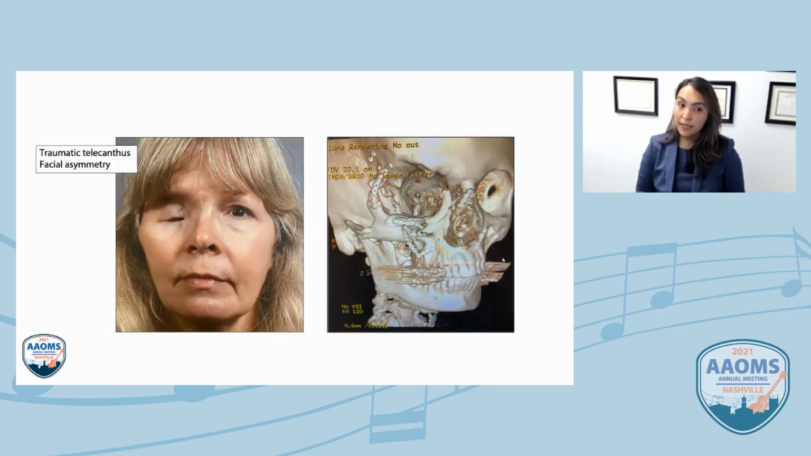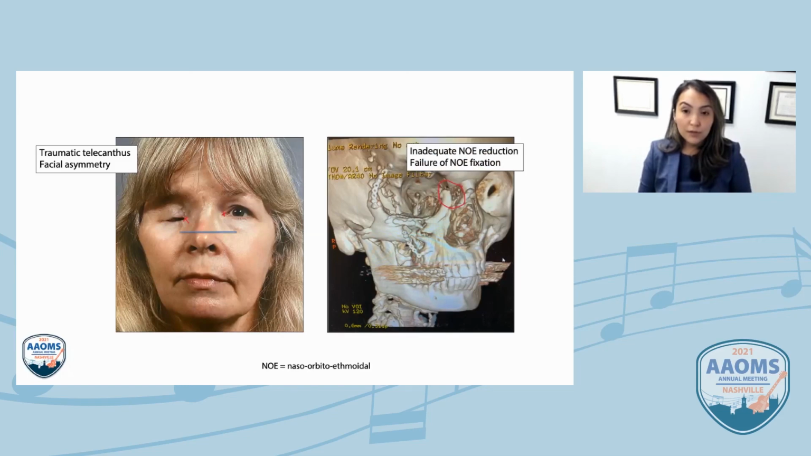Patient has traumatic telecanthus, which compounded the facial asymmetry, and that's because failure to reduce and to fixate the NOE fracture.